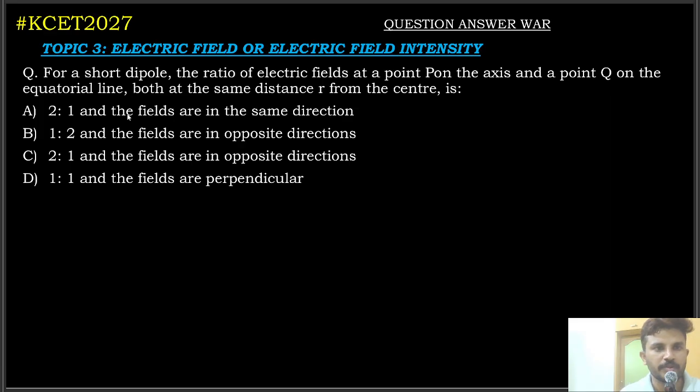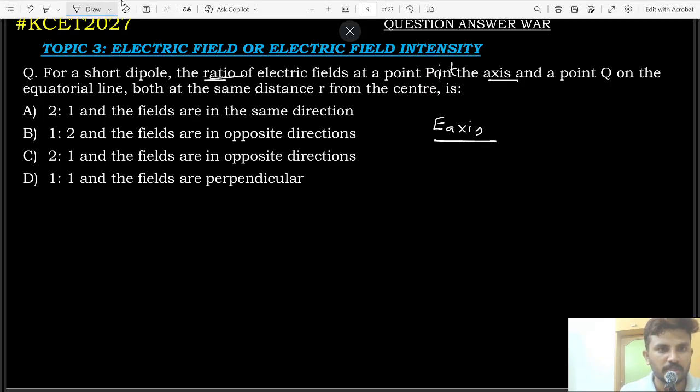No problem. Okay. For a short dipole, the ratio of electric field at any point on the axis, E axial, the ratio of electric field at a point on the, okay, got it. Just a minute, let me read it once again.